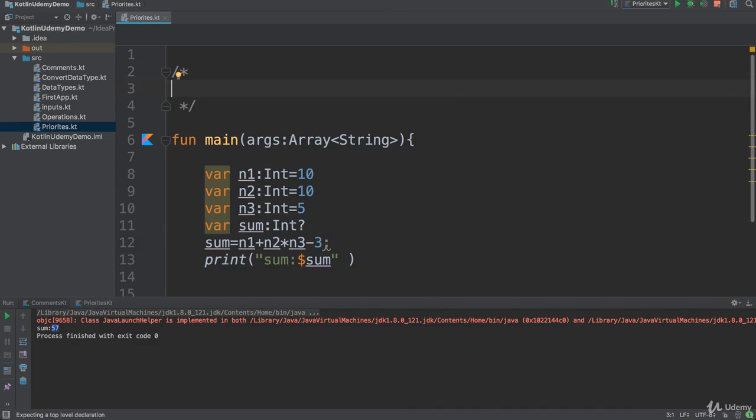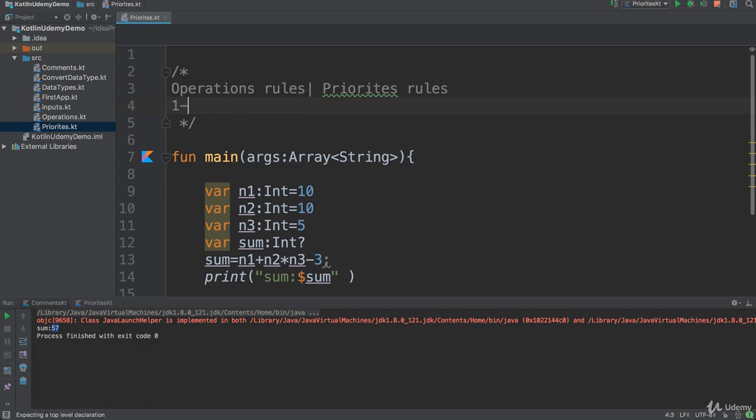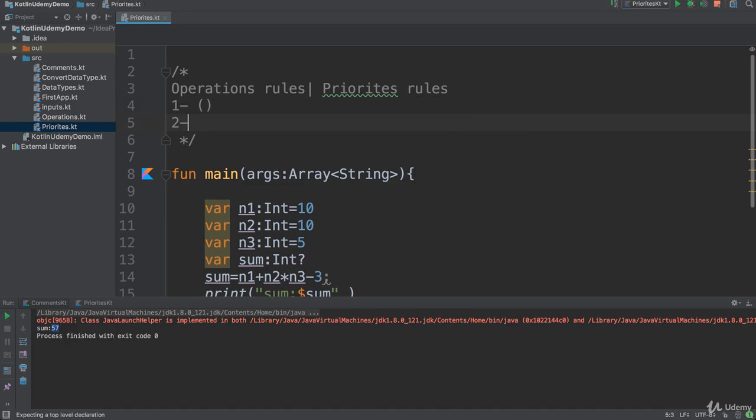So I will add you this rule here. So operations rules, or you could name it priorities rules. This is rules. You have to learn it. The one who have a high priority, the open and close bracket. The second high priority will be the power.